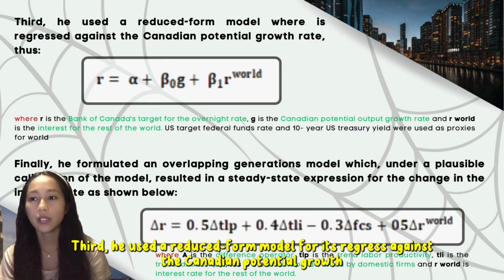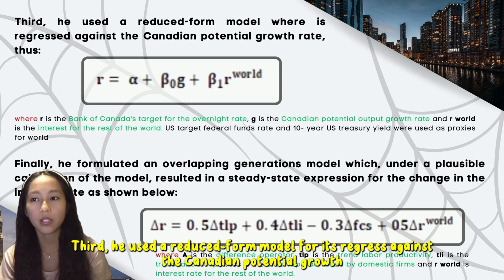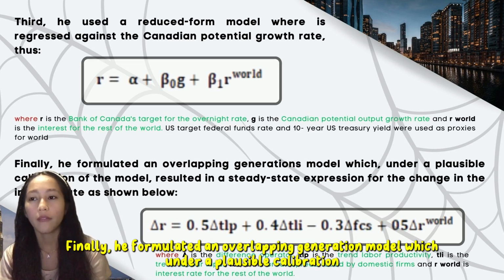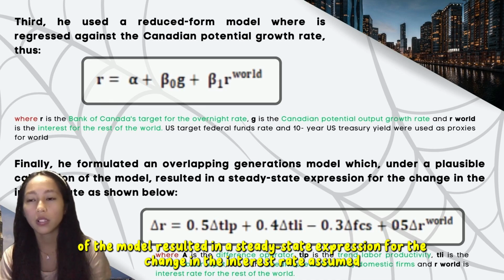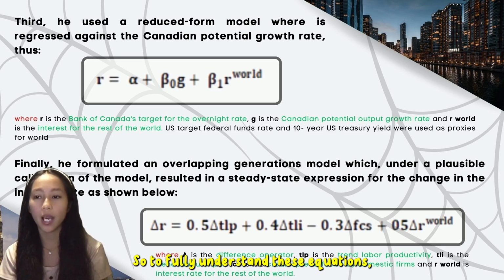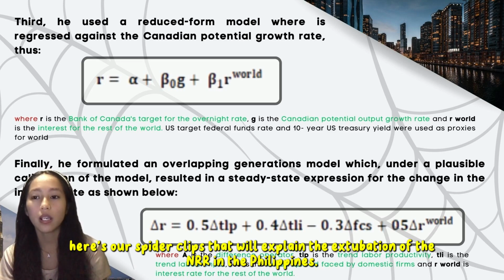Third, he used a reduced form model where the rate was regressed against the Canadian potential growth rate. Finally, he formulated an overlapping generations model which, under a plausible calibration of the model, resulted in a steady-state expression for the change in the interest rate as shown below. To fully understand these equations, here are our spider tips that will explain the estimation of the NRR in the Philippines.